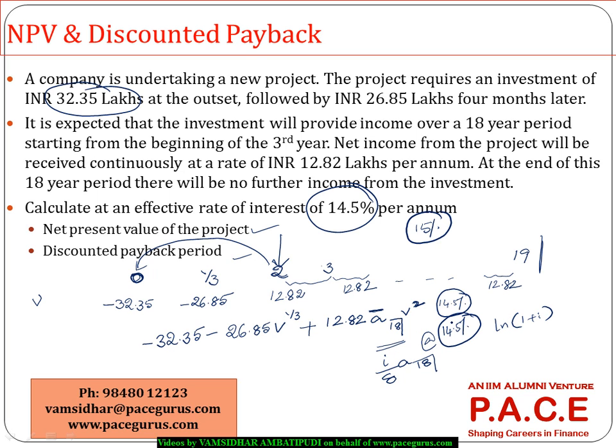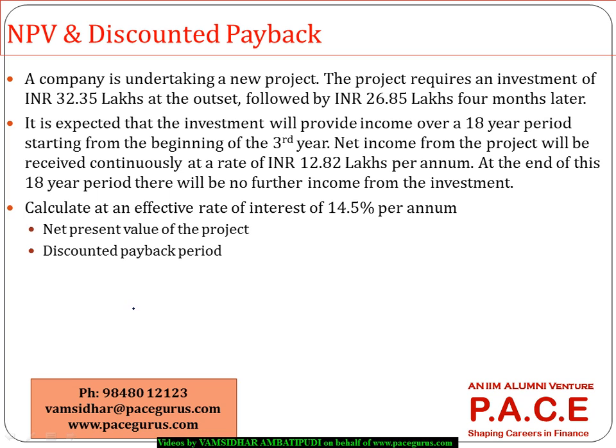So this is the notation form. In the notation form, it is coming out as minus 32.35 minus 26.85 V power 1 by 3 plus 12.82 A bar 18, but this is after 2 years, so I am directly taking V squared, and all of them are at 14.5%. So we can compute each of these aspects.